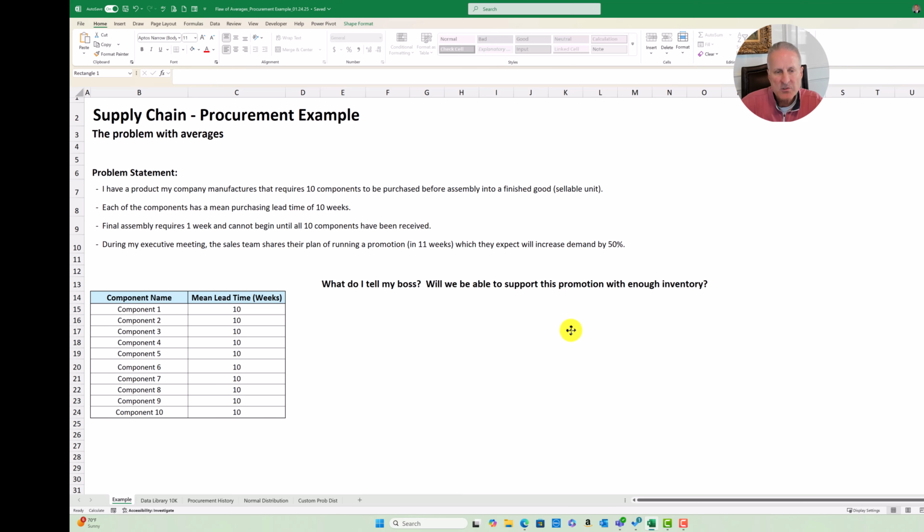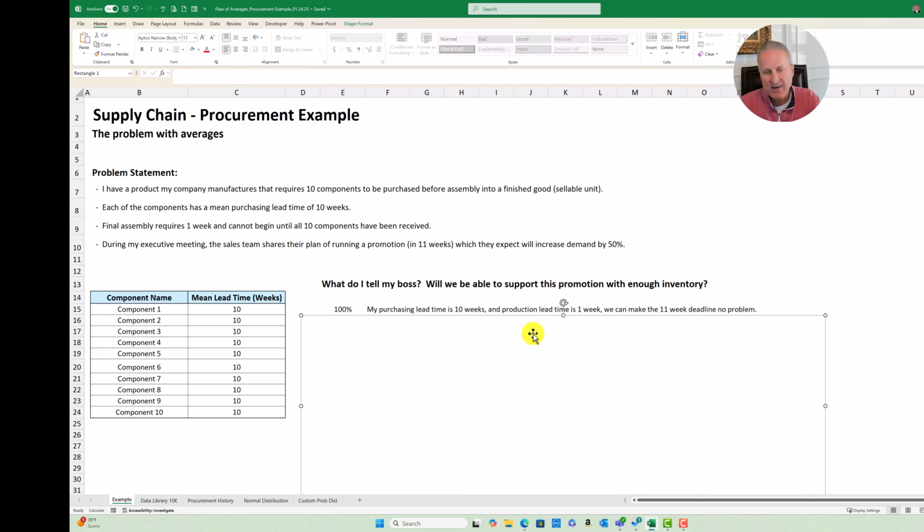So at first glance, if you think about this, you're like, okay, this should be 100% no problem, right? I've got a 10-week lead time to get the product. I need 1 week to pull it together. That's 11 weeks. They want to do this in 11 weeks. What's the problem? 100% no problem. We're good to go. I give them the thumbs up. Go ahead and run the promotion.